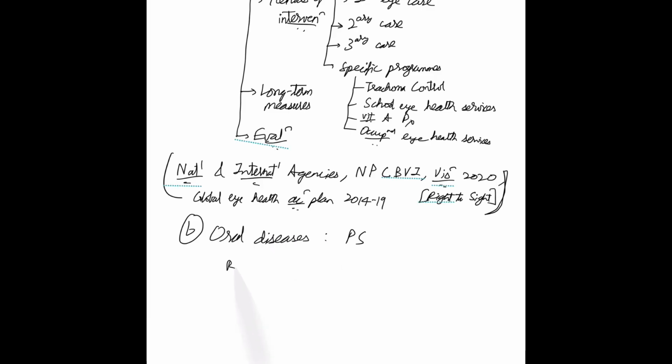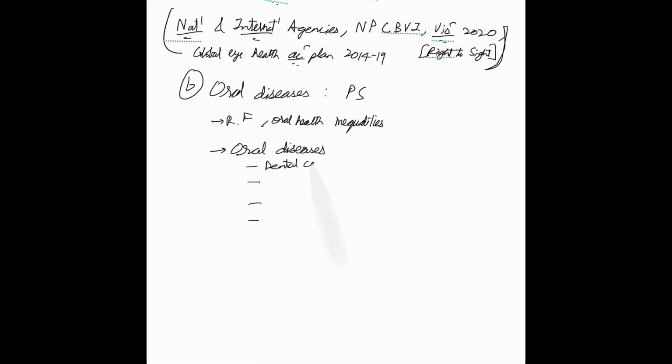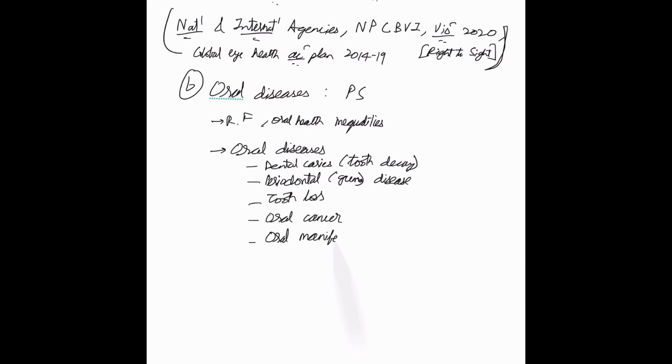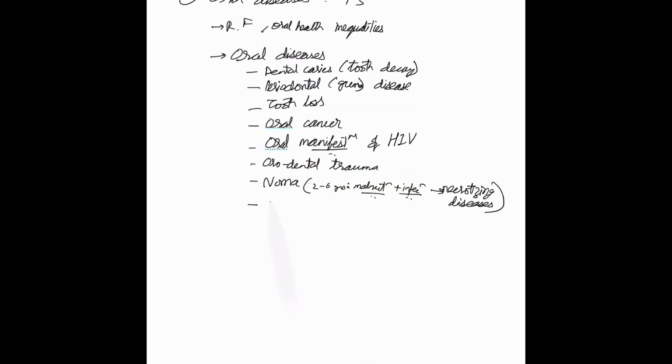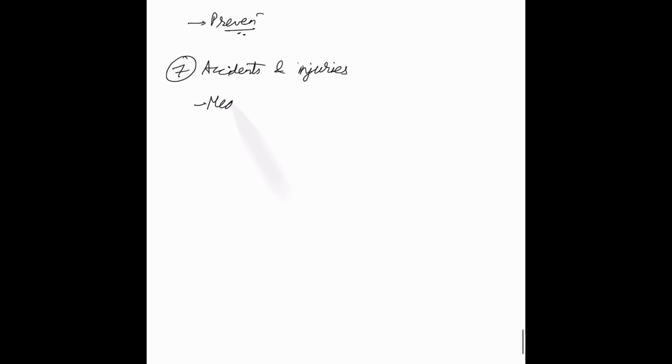Next up, we have oral diseases, in which, of course, you always have the problem statement. Then risk factors and oral health inequalities in society, as if there are no other inequalities. Then oral diseases: dental caries, tooth decay, periodontal gum disease, tooth loss, oral cancer, oral manifestations of HIV, orodental trauma, and something called NOMA, which is basically malnutrition in combination with infection that causes a bunch of necrotizing sequelae seen at the age of 2 to 6 years. And of course, cleft lip and cleft palate, and also prevention of the same.